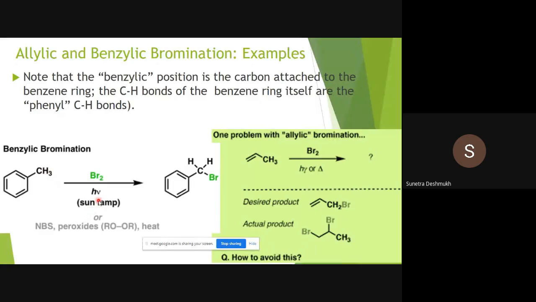One more time, we have to use radical initiators, peroxides, ROOR, or even without these reaction conditions you are getting only this product. So you will get the monobromo product in benzylic bromination, but the same thing is not possible with allylic bromination. Here this carbon-carbon double bond is free.